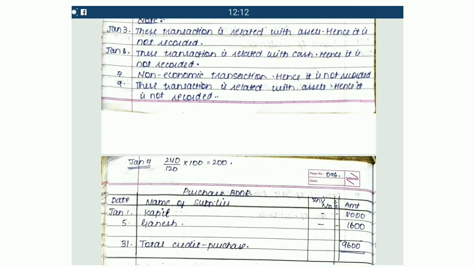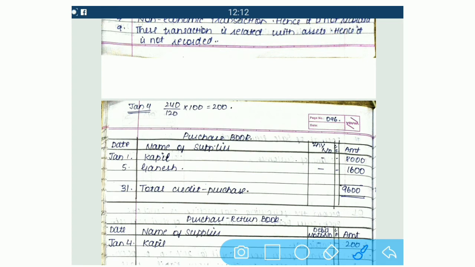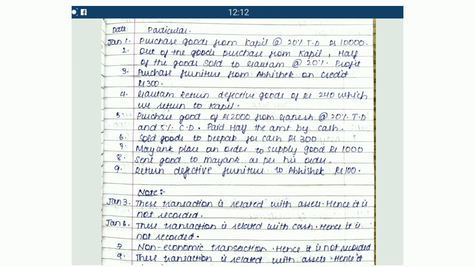So here you can see in the purchase book we have mentioned date January 1st. We have purchased goods from Kapil, so we only have to write down the name of the particular person, Kapil. Kapil account rupees 8,000. Always trade discount is deducted and cash discount is never calculated over here, because here we have to give entries related to credit transactions only. So whenever any cash discount is given, we don't have to consider that cash discount.